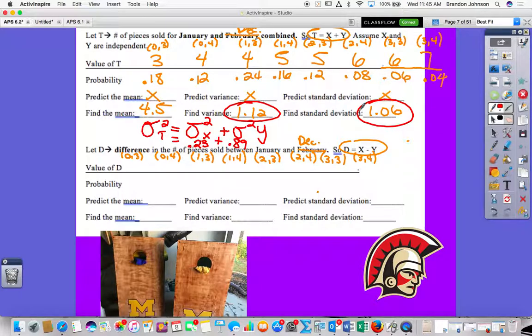But right here we go. One cannot simply add standard deviations. Got me? One cannot simply add standard deviations. So that's how I get here. Does that make sense?